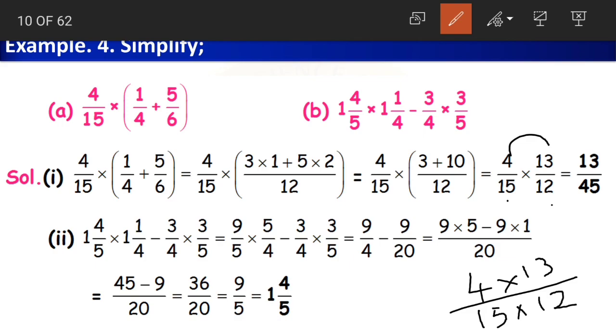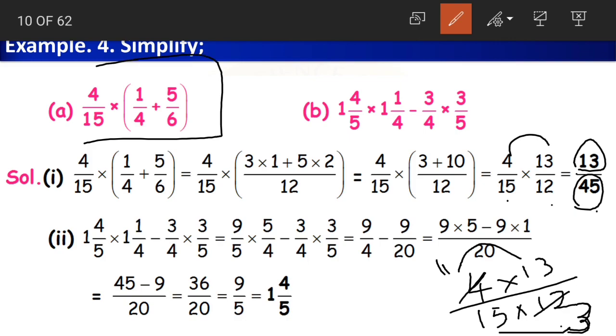If we observe, we are having a few common factors here. 4 ones are 4 and 4 threes are 12. So what will be remaining in the numerator? In the numerator we'll have 13 into 1, which is equal to 13, and in the denominator we'll have 15 into 3, which is equal to 45. Clear students? So 4 by 15 into 1 by 4 plus 5 by 6 is equal to 13 by 45. I hope this was clear.